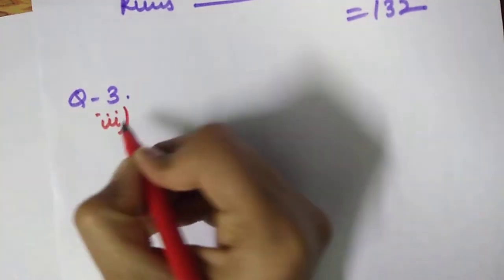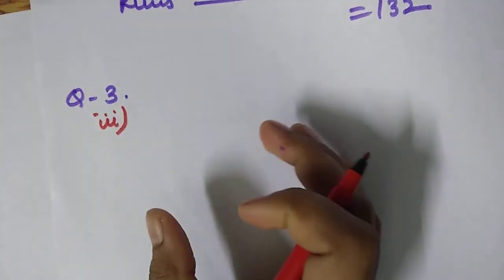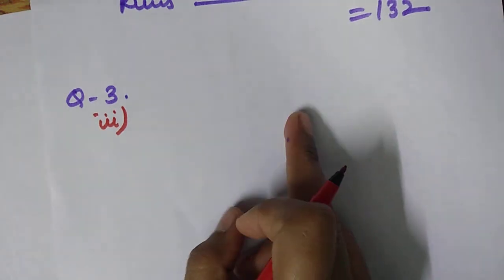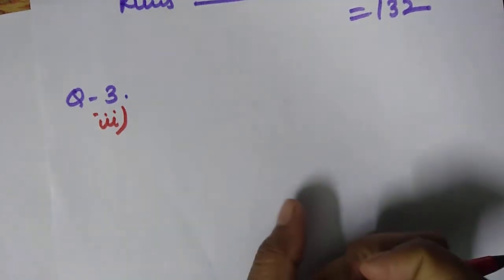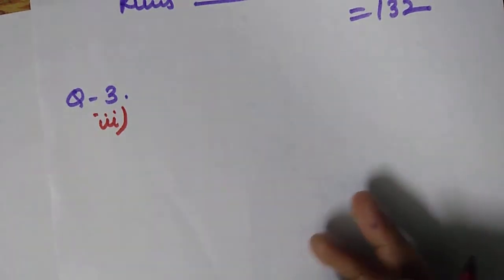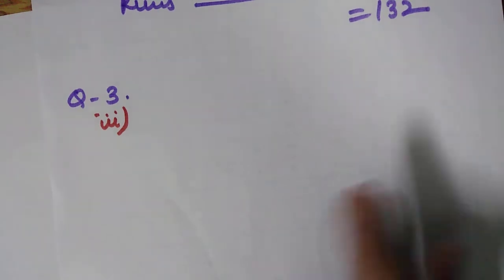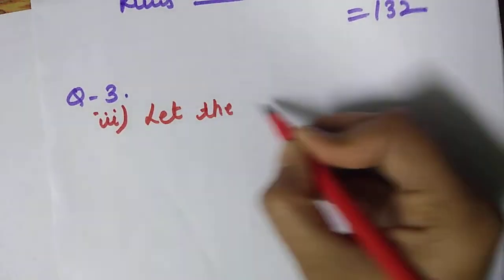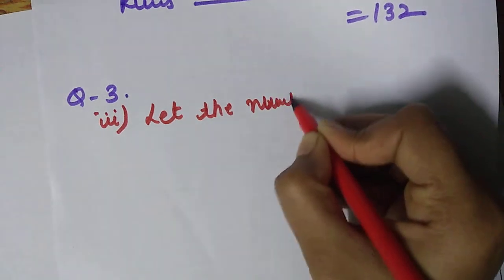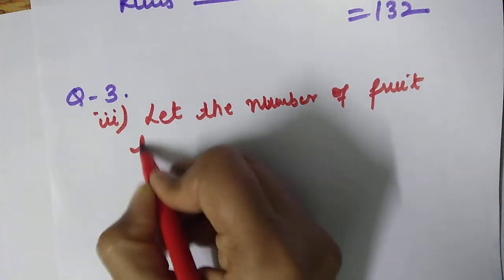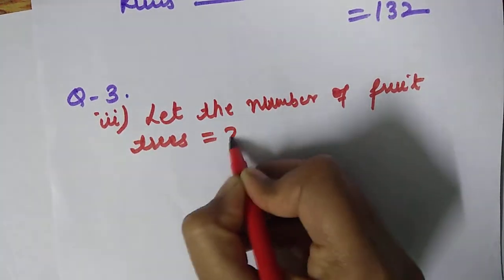First we have to frame the equation, we have to set up the equation. So people of Sundargram planted trees in a village garden. Some of the trees were fruit trees, and the number of non-fruit trees were 2 more than 3 times the number of fruit trees. So in this case we are assuming that the number of fruit trees, let the number of fruit trees be x.